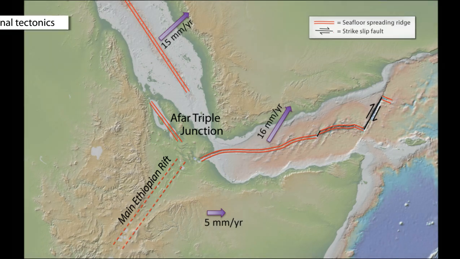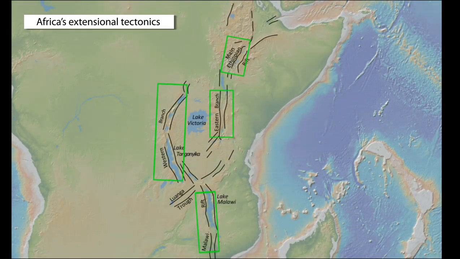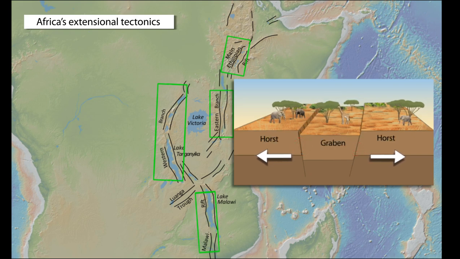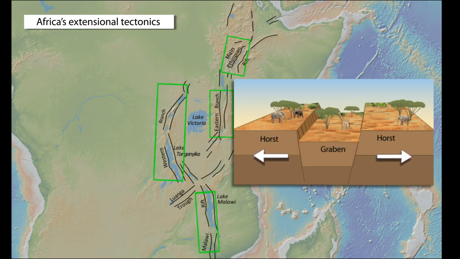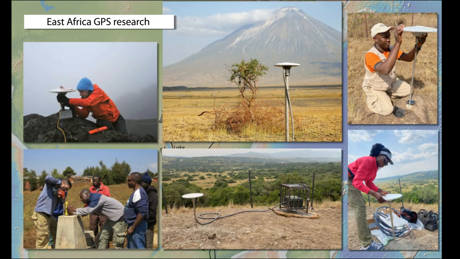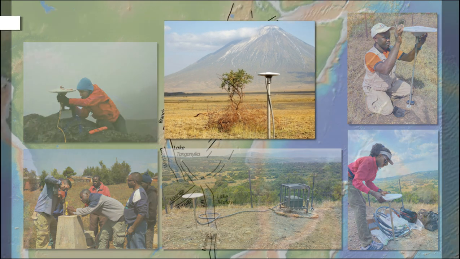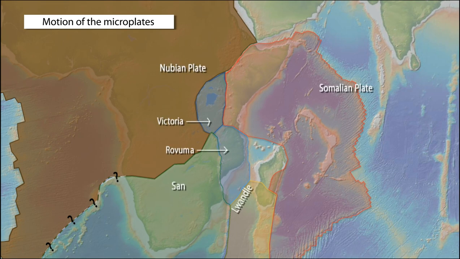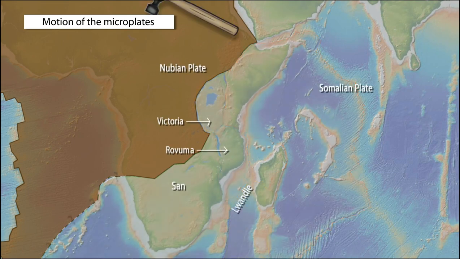The main Ethiopian rift is the northern part of the East African Rift system that's dominated by extension with normal faults that produced horst and graben structures. The Great Lakes of East Africa occupy many of these downdropped valleys. Over the past 20 years, high-precision GPS surveys have determined motions of plates and microplates in this region. As GPS research continues, refinements will be made.